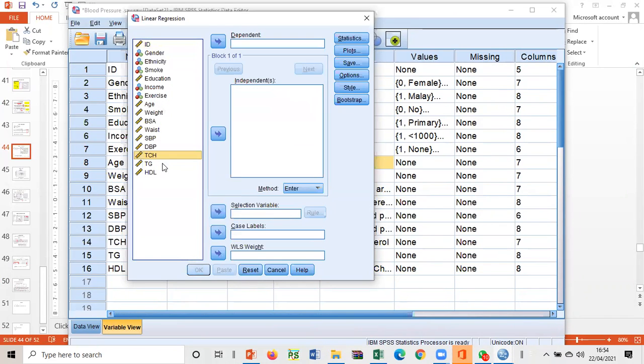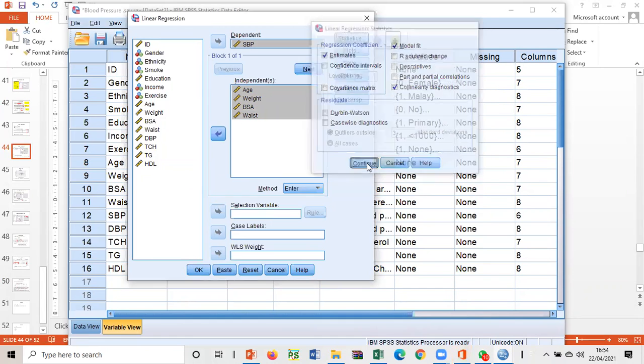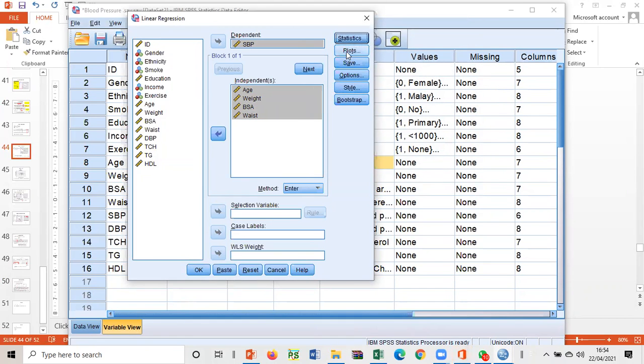Okay, what's the dependent variable? SBP. SBP is the dependent. Age, weight, BSA, waist. So what else are we doing? We'll be checking for statistics: collinearity, R squared. Right, we don't have to go into that. So I showed you how it works. That's all. Next, plots.